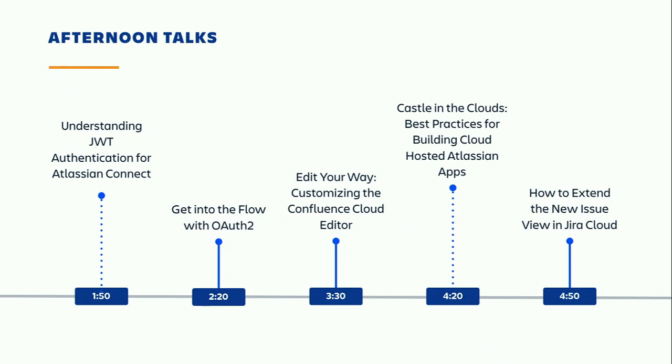Next, at 4:20, we're going to hear from a marketplace vendor. So all through today, you've been hearing from Atlassians, but at 4:20, we're going to actually ask a marketplace vendor to come up here and talk about Castle in the Clouds, best practices for building hosted Atlassian apps. So they're going to try to talk about the things that they've learned and things to stay away from as they've built their apps and published in the marketplace. So it'd be invaluable to listen to. Ideally, that would have been at the end of the day, but our last lightning talk was second from last.